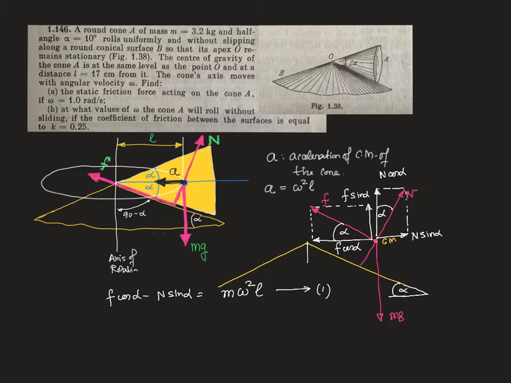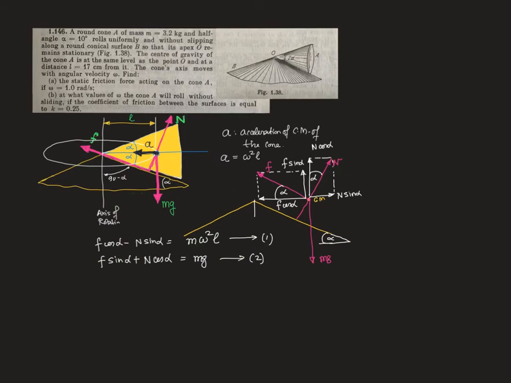And the second equation: F sine alpha plus N cos alpha is equal to mg. Let's name it equation 2. Now in part A we have to find the static friction acting on the cone. So to find F you have to eliminate N. Multiply equation 1 by cos alpha and equation 2 by sin alpha. This is what you get.